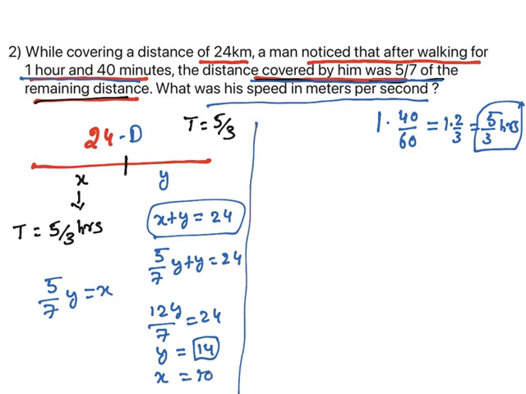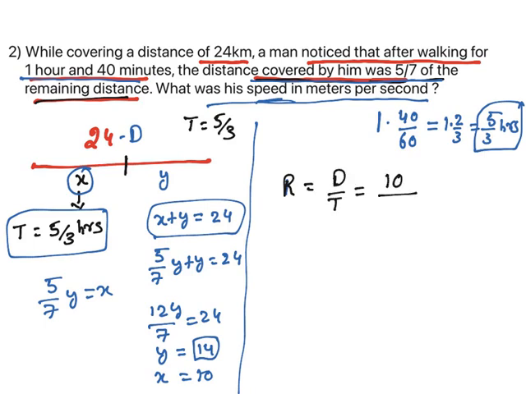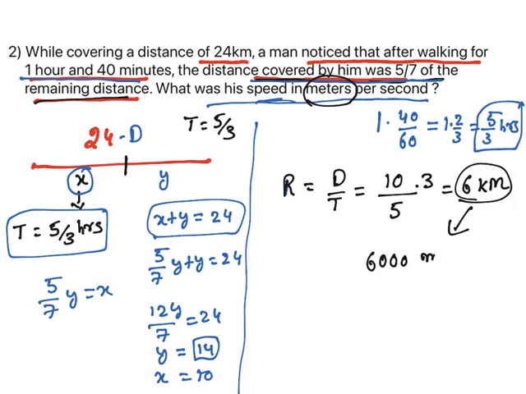Now we need to calculate the speed. See, the x distance is covered in this much time. What is the distance x? We know it is 10. Now let us calculate the speed. Speed R equal to d by t. What is the distance x? It is 10. What is time? 5 by 3. What is this? 6 kilometers per hour. But the question asks to convert them into meters. This is 6 kilometers per hour. And what would it be in meters? It would become 6,000 meters.